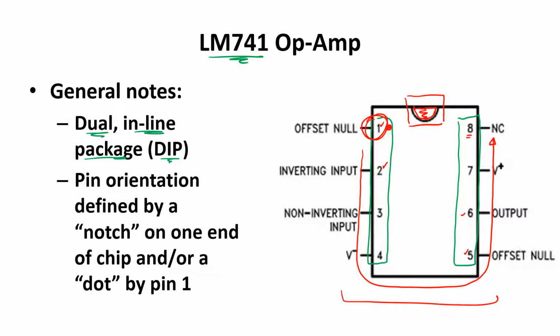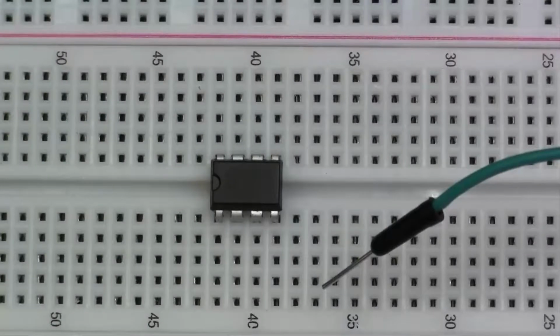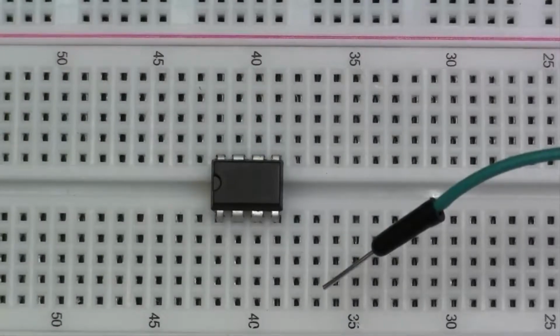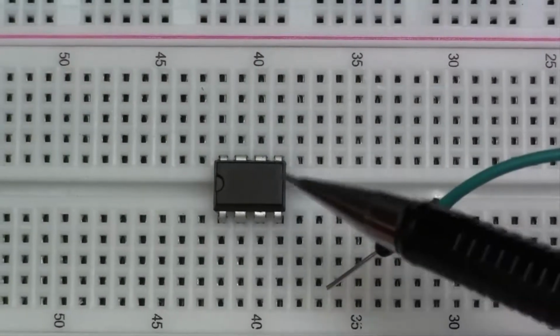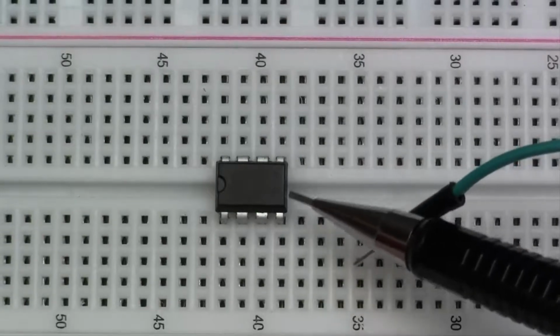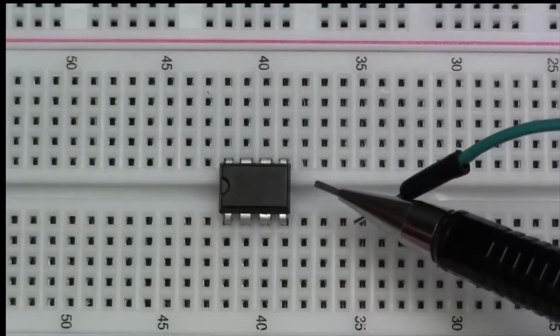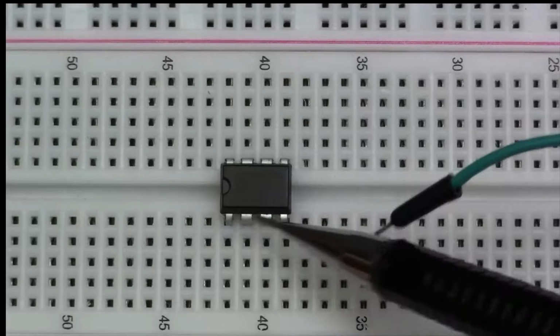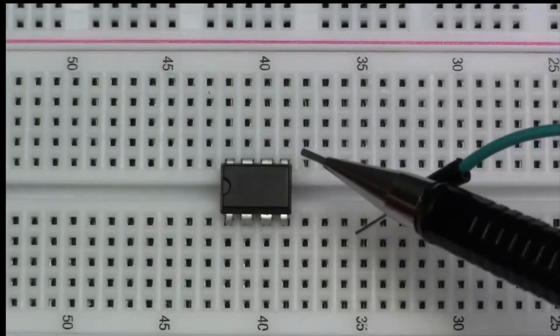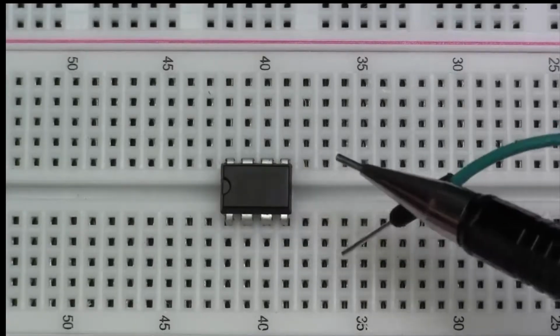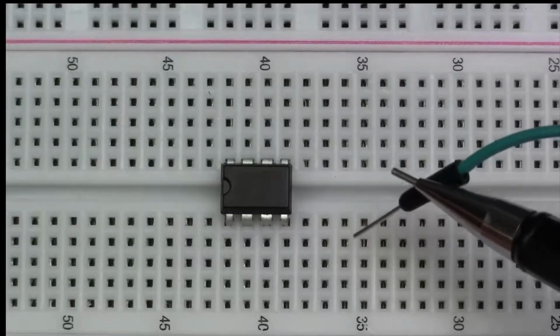Now let's take a look at some physical op-amps themselves. This is the LM741 op-amp. The op-amp type is printed directly on top of the op-amp. It has 8 pins in 2 rows of 4 each. It can be inserted in a solderless breadboard like this.